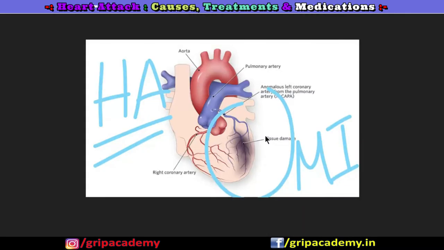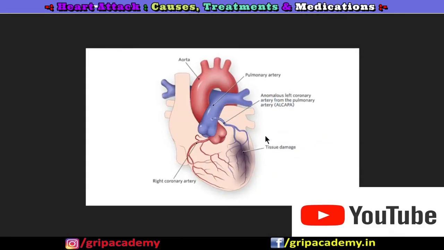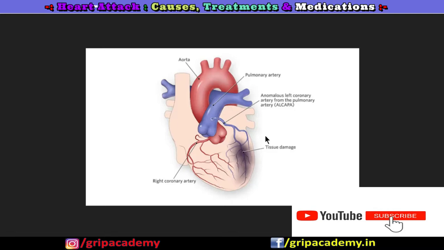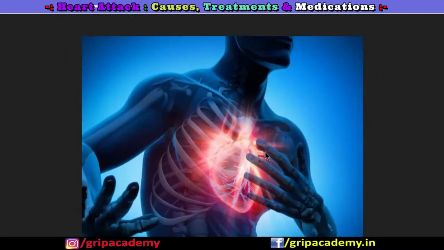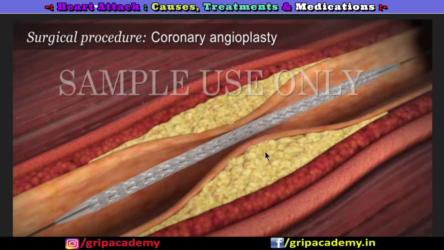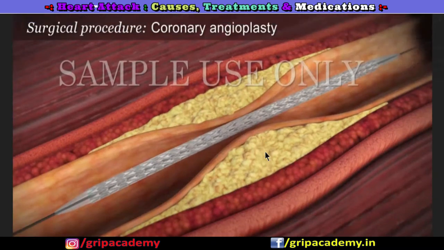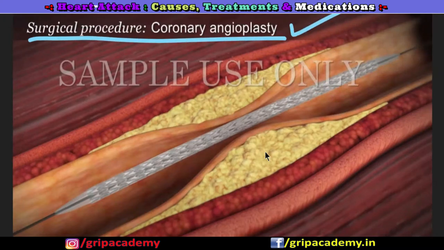Clear? Yes. So now we have different treatments for it. Your doctor may have recommended a procedure to help open the blockage and to improve the flow to the damaged area. Correct. So what are those procedures? Number one is the surgical procedure, which you call a coronary angioplasty. So what is this procedure?